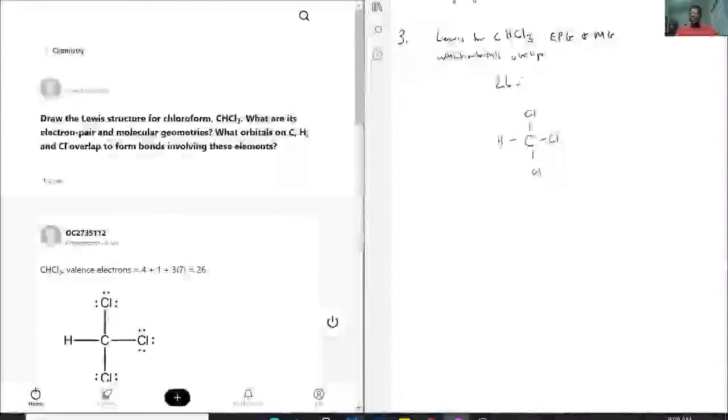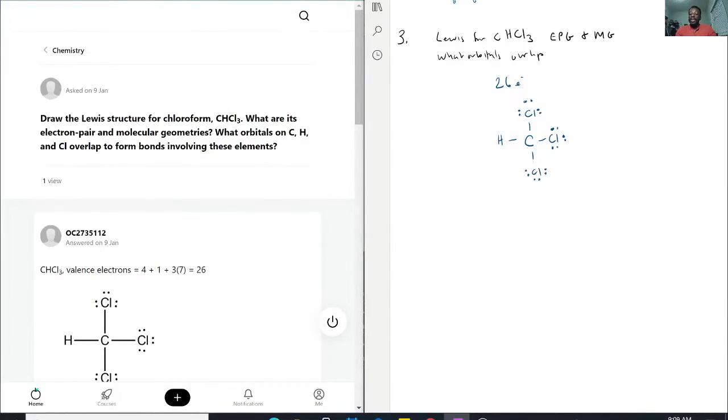Now let's go ahead and fill in the rest of the lone pairs. Hydrogen is completely satisfied like that. Same with the carbon because it's already sharing 4 of its 4. Now each chlorine is sharing 1 of its 7, which is why we need to add 6 more: 2, 3, 4, 5, 6, 7, for each chlorine.